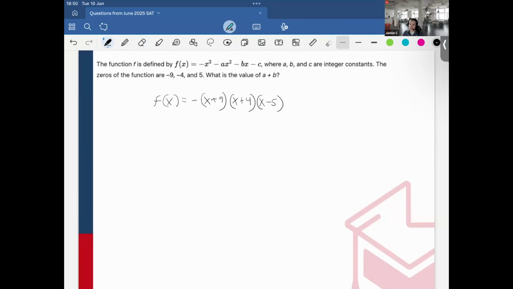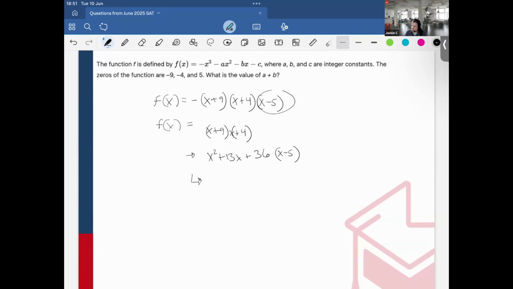Okay. Amazing. But next I would want to multiply them out. I'll show it handwritten here, but you could also type this into Desmos as well. But for those of you who want to see it by hand, first what I would do is take the x plus 9 and x plus 4 and expand that. This expands to x squared plus 13x plus 36. And next what I want to do is multiply by the x minus 5.